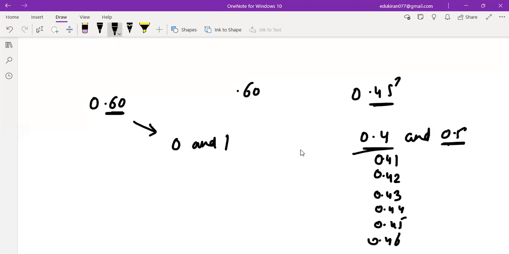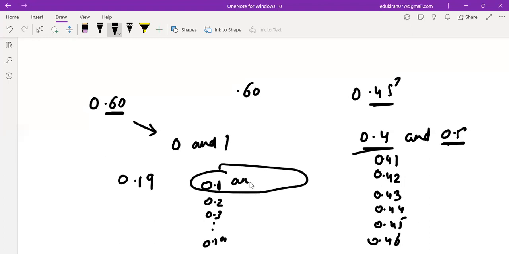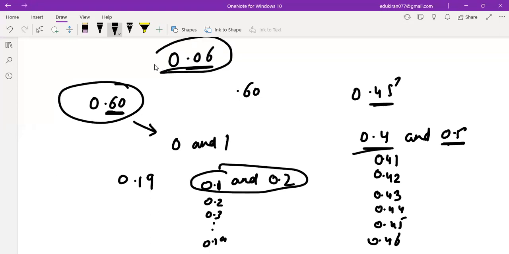Coming to the next one, for example, 0.19. At that time, what will be the question? This will be between 0.1, 0.2, 0.3, and so on, 0.19 like this. So it will lie between 0.1 and 0.2, right? Yes, sir. In these types of questions, it will always be between 0 and 1 because it is 6 here, right? But in case it is like this, then tell me where it will lie.